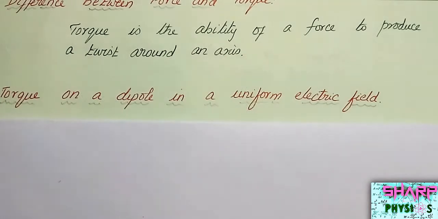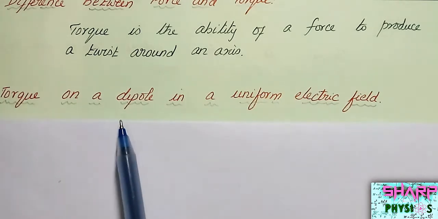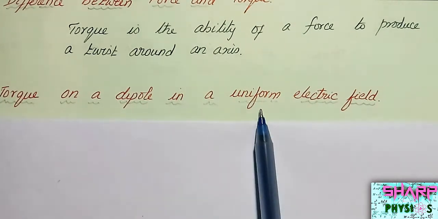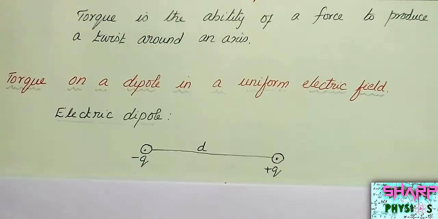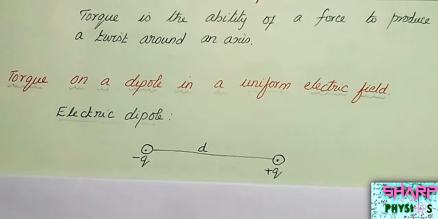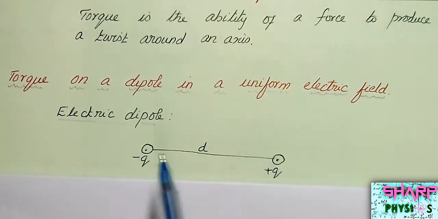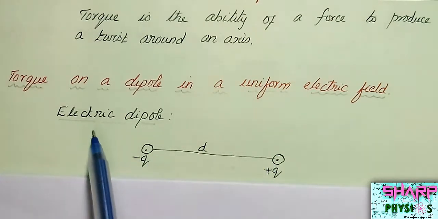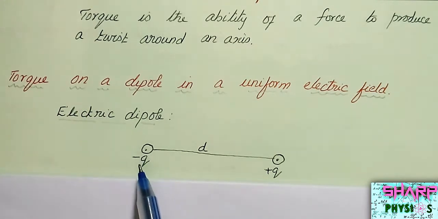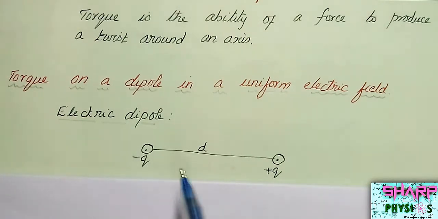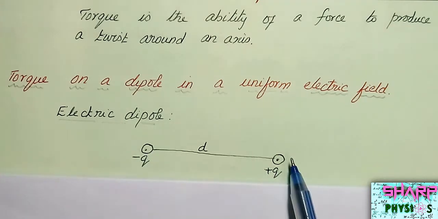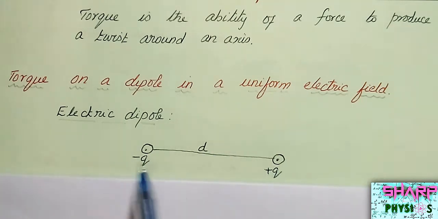Now we'll be seeing the torque on a dipole in a uniform electric field. Dipole indicates there are two poles. It's called di, so two poles, and when you are using electric charge, we call it an electric dipole. Here you can see there's a minus q and plus q, and there's a distance between these two, which is d. So this is an electric dipole.